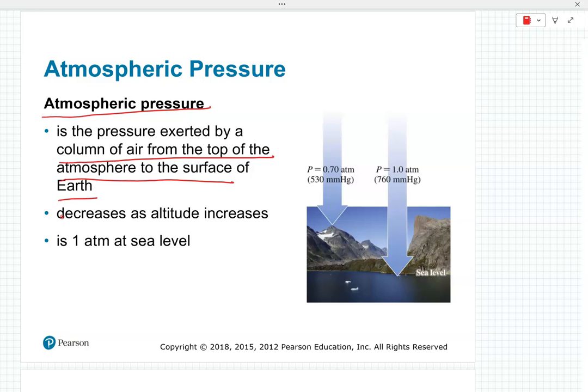I think Ohio is like 200 meters above sea level or something. Like, we're pretty low.